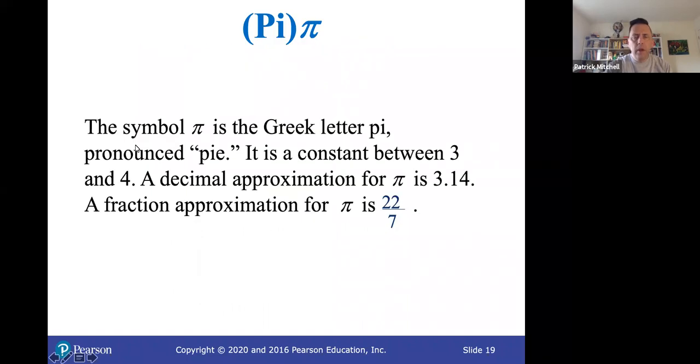Okay. All right, pi. Let's talk about pi. The symbol pi looks like that. It represents a number. It is a constant between 3 and 4. A decimal approximation for pi is 3.14. Pi is what's called an irrational number, which means the decimal for pi goes on and on and on forever and does not have any sort of repeating pattern.